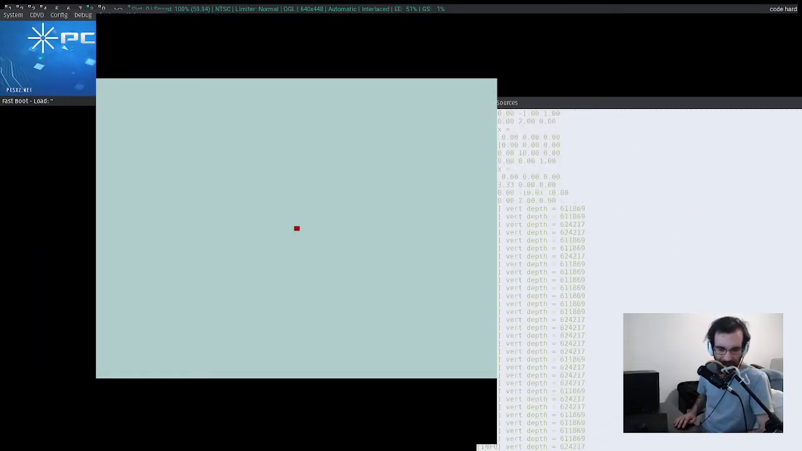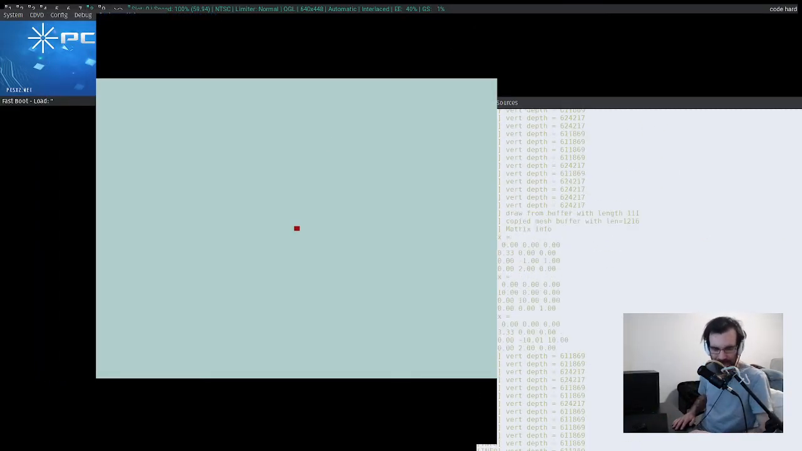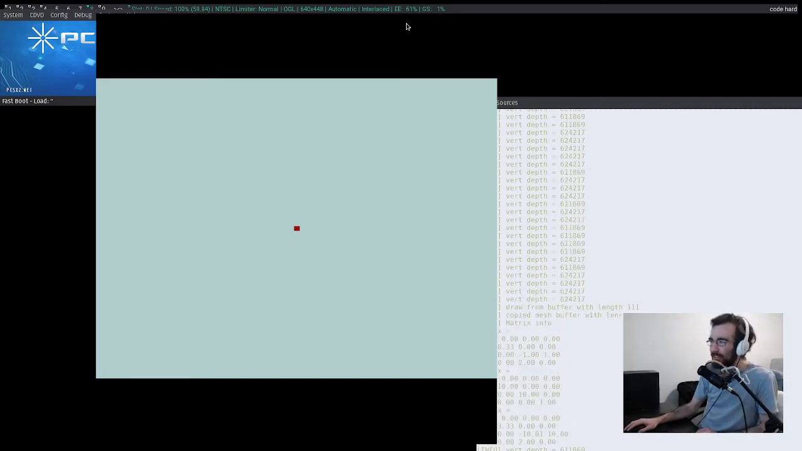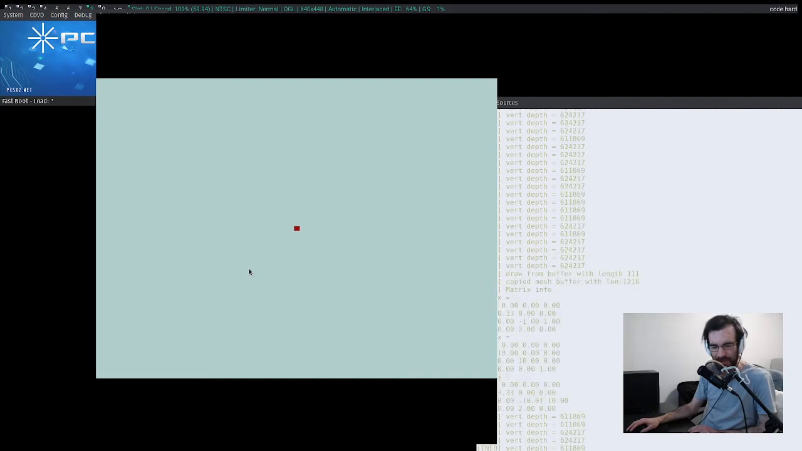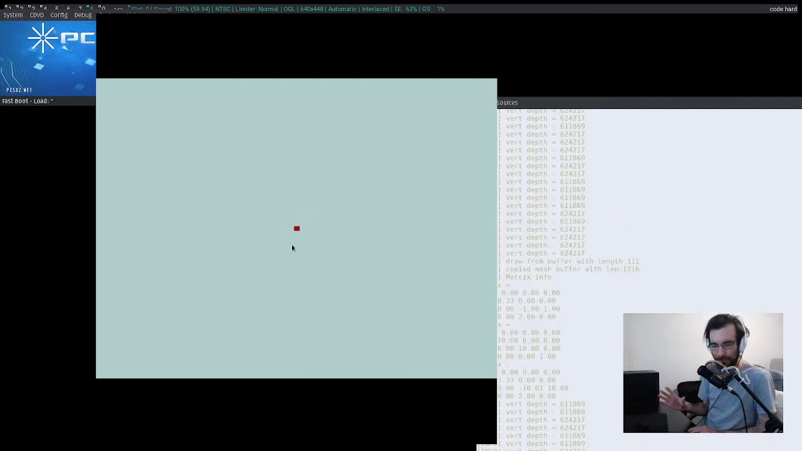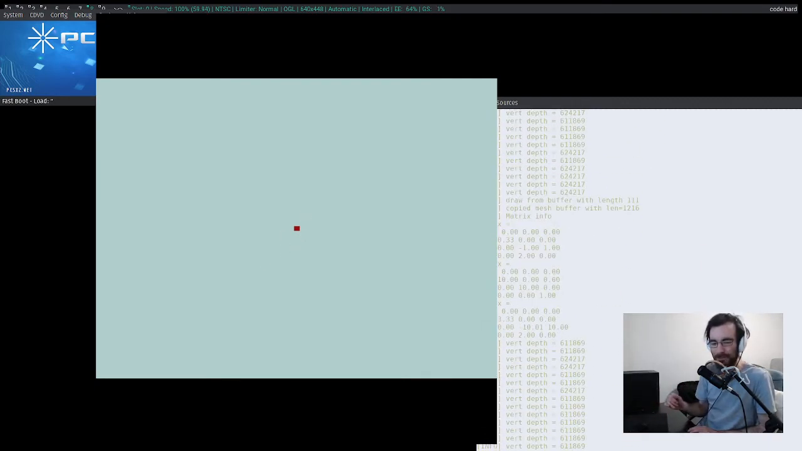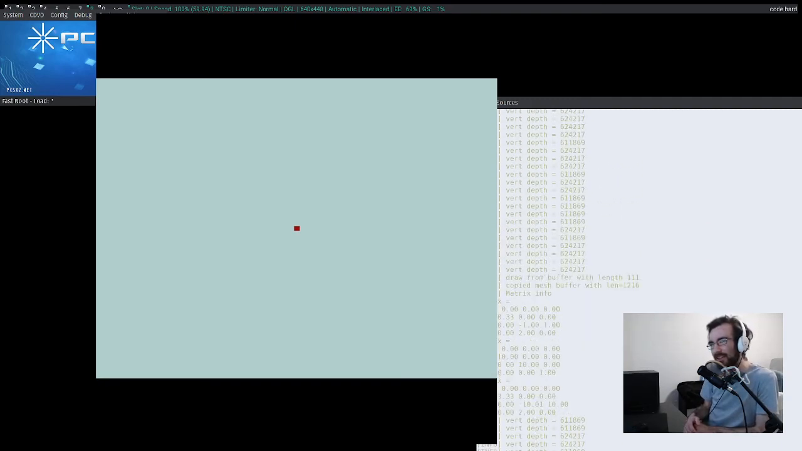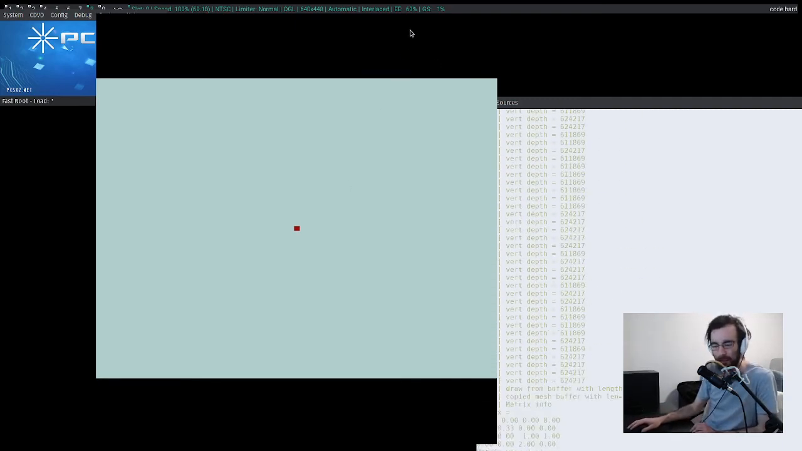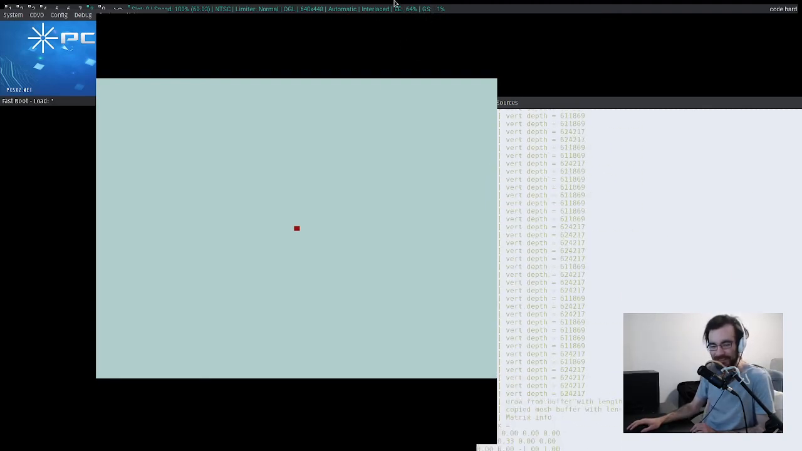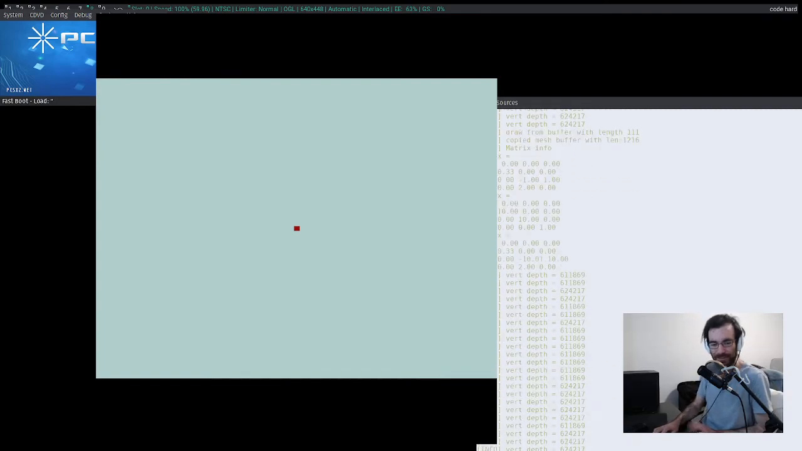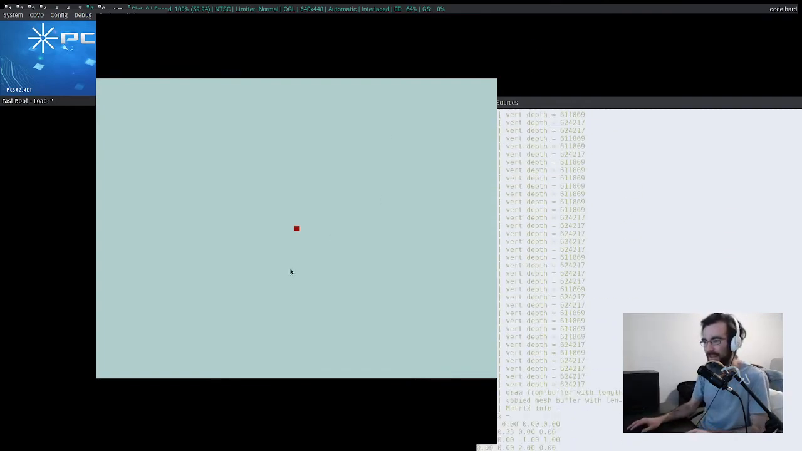Also, Refraction PCSX2, what do you think of these EE usage numbers, right? Does this seem a little bit high for what I'm doing? Because I'm literally just transforming the vertices for one cube and drawing them. Could it potentially be the way I'm waiting for VSync that could be chewing up cycles? Because this number just seems kind of ridiculous. There's no way I'm using 63% of the EE core. Might be a lot of wait loops. Yeah, that would make sense.